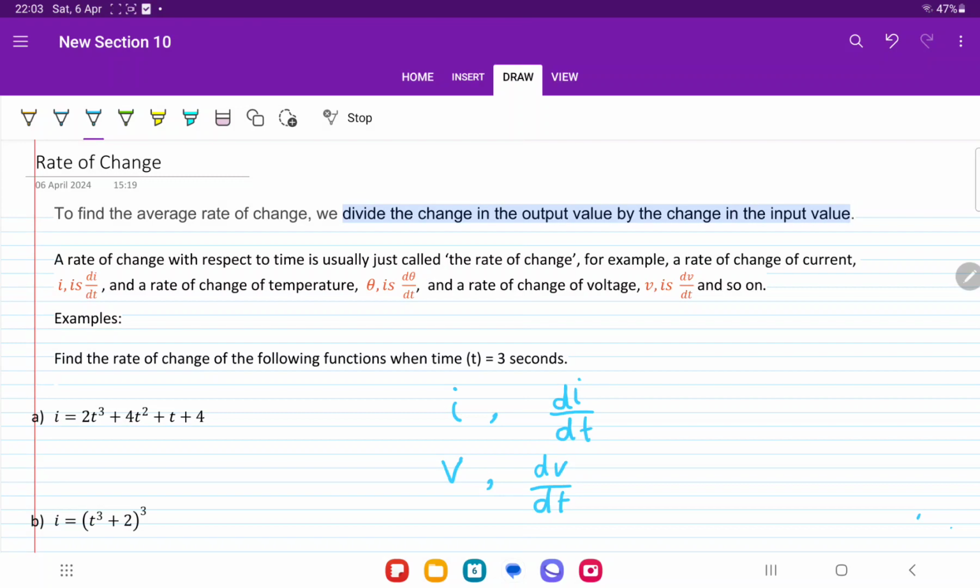So usually when the question asks to find the rate of change, it's basically asking to differentiate the function. Okay? Differentiate the function.